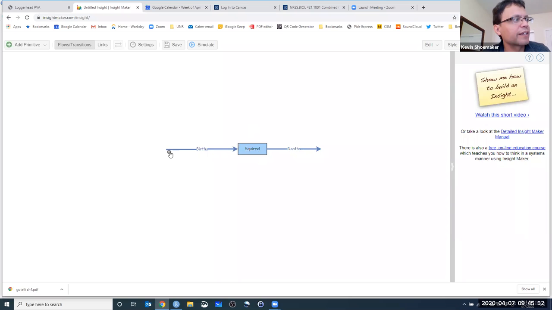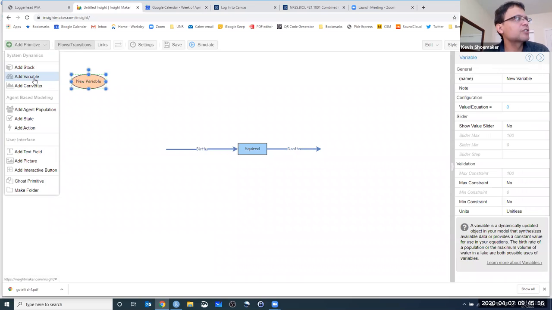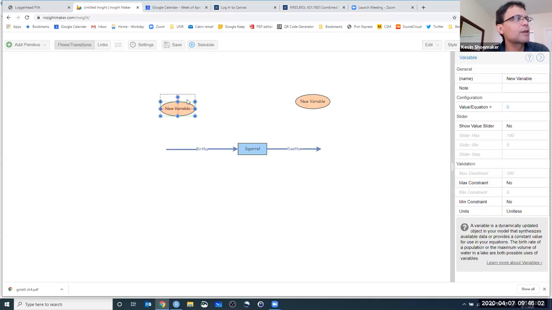So to do that, I'm just gonna add a couple of variables. These are just storage containers for information. One information storage container is gonna be the birth rate. That is the per capita birth rate. How many offspring does a female produce each year? And this is gonna be the death rate. And to enable a linkage between these rates and the actual flows, the number of births and the number of deaths, I just have to link these using this link here, which just conveys a flow of information.